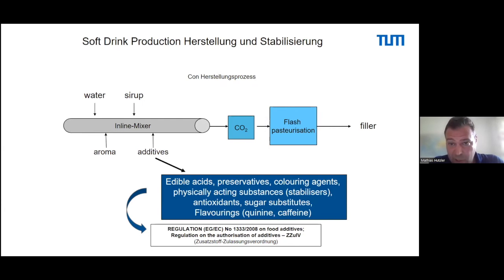Then some slides now about beverage production. When you produce a soft drink, most soft drink producers use this technology. You have an inline mixer. In this mixer, water, syrup, that means sugar, aroma, or some food base, and additives are mixed. Then you add CO2, and then it goes through flash pasteurization. And then it's either filled aseptically, or if the product is not so susceptible, it's filled on a normal filler. And then you can have different additives like preservatives, coloring agents, antioxidants, sugar substitutes, flavorings, and so on. This is all regulated in this European regulation, so you only have a certain portfolio you are allowed to use.